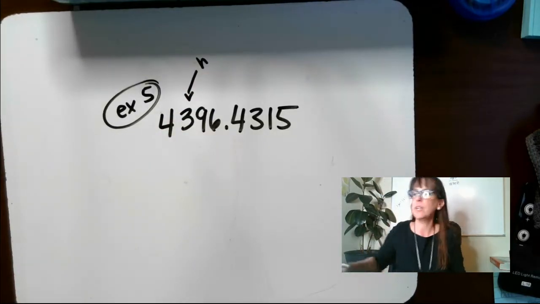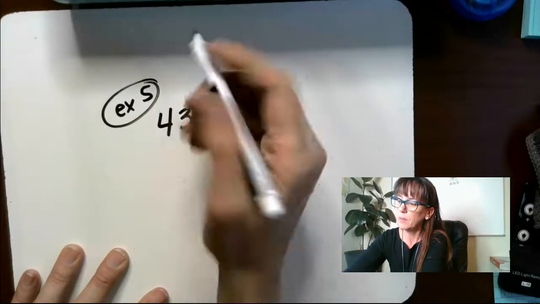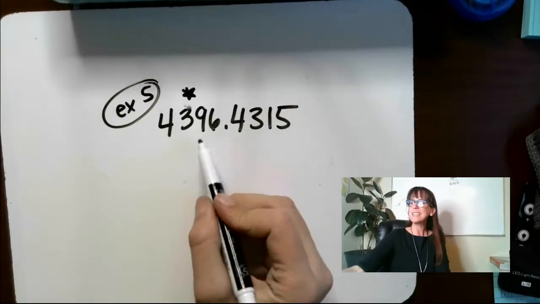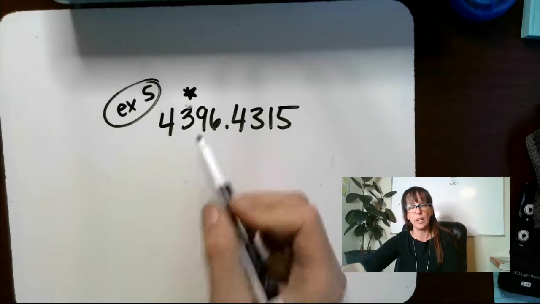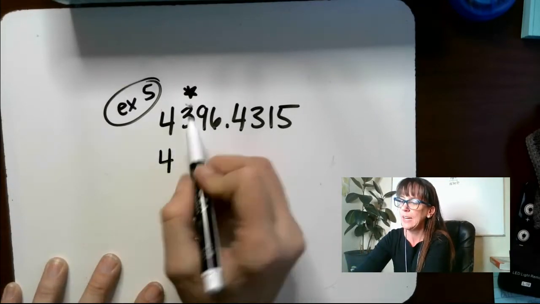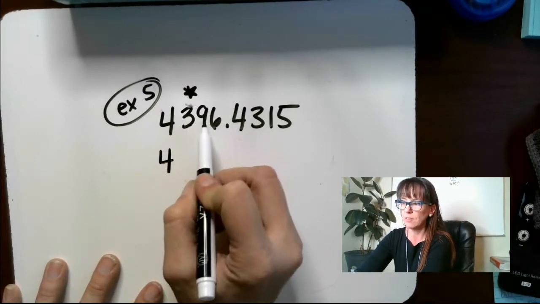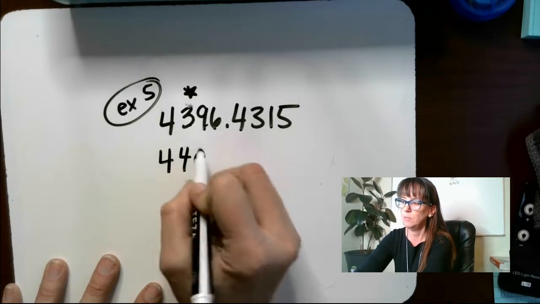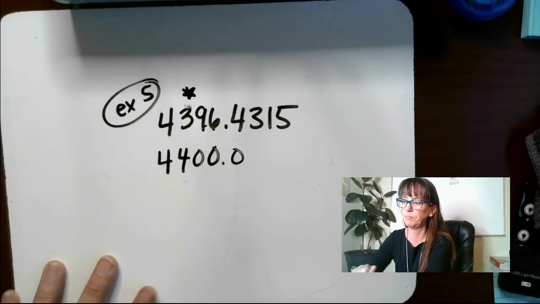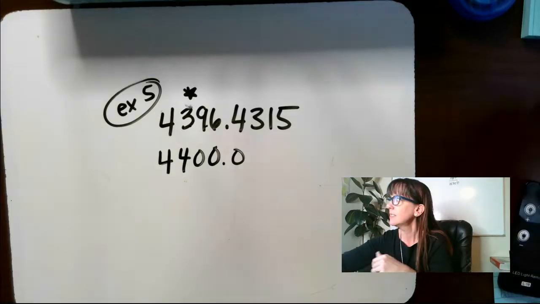This is how I want you to do it. So you star where you're going to be going. That guy right there. Look at this. That's above 5. That's 5 or greater. So this is going to be 4. And instead of leaving this as 3, this guy tells us bump it up to 4. Okay, 0.0. Okay.